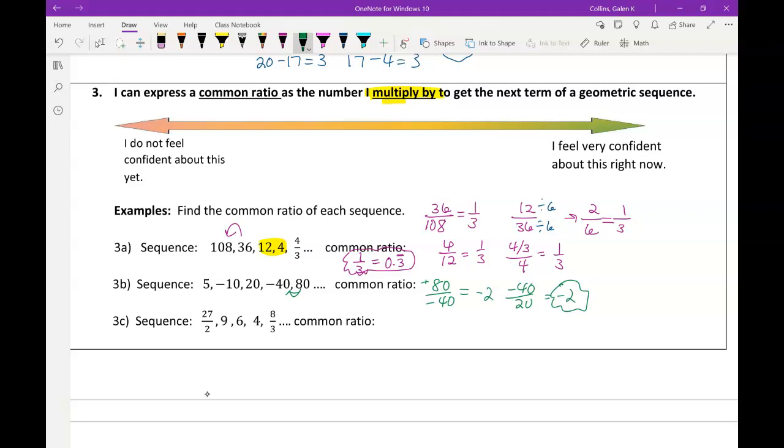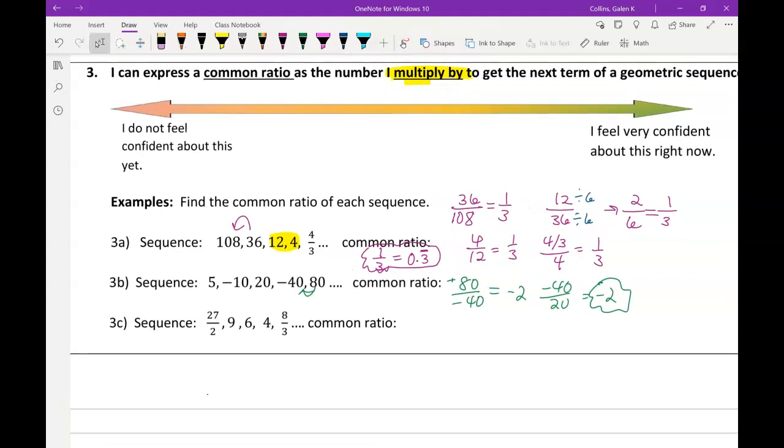All right, lastly, oh man, I got a sequence with a bunch of fractions in it. That seems really fun. Yay! I'm joking. I actually love fractions, but I'm told that's an unpopular opinion.